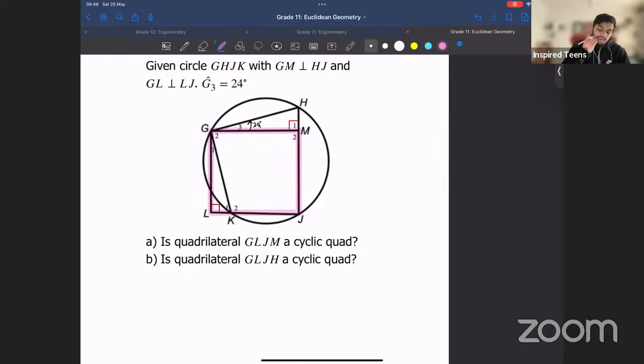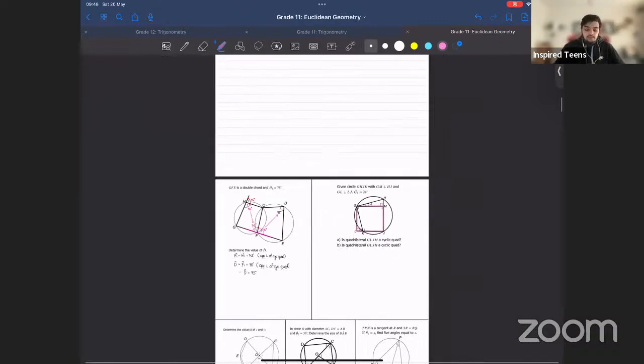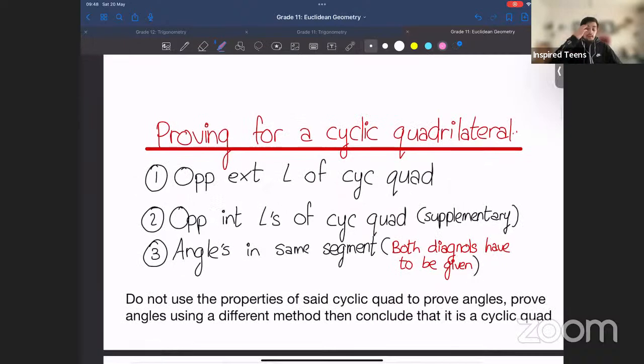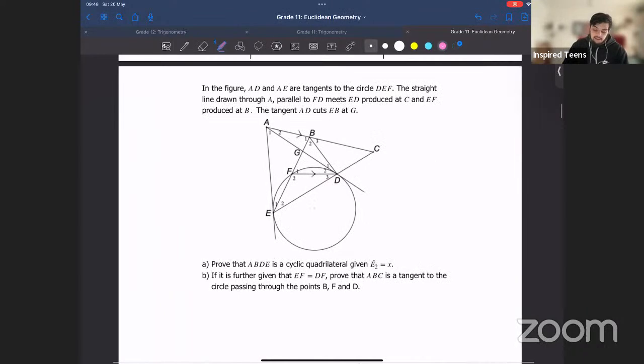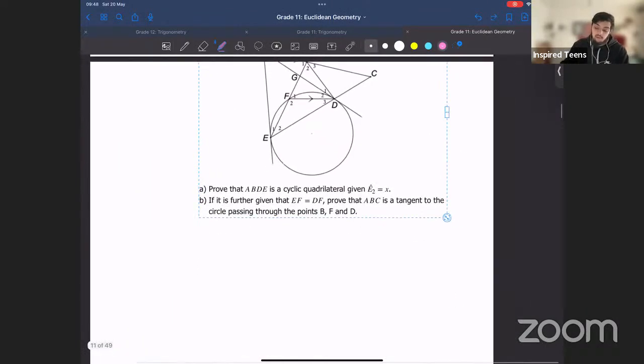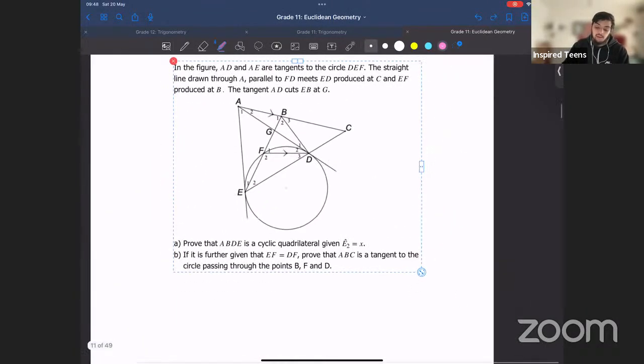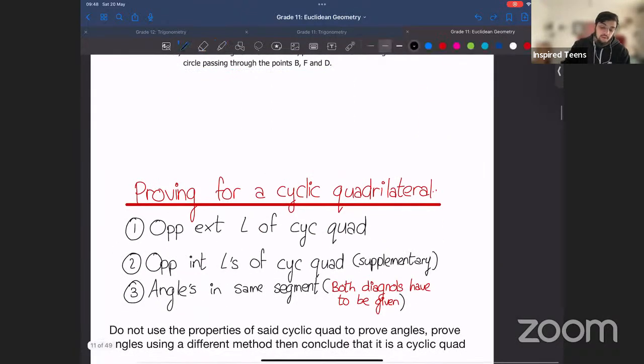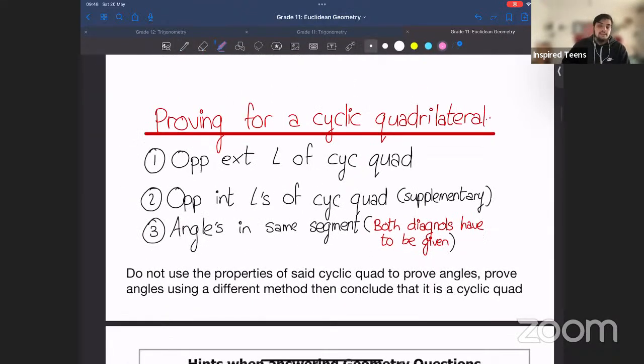Remember with cyclic quadrilaterals, you have 4 options. Wait, did I say 4? You have 3. Sorry, you have 3. Proving a cyclic quadrilateral. Again, we'll go through it in this more complicated example, but let's just look at the rulings for now. Proving that something's a cyclic quadrilateral, you have 3 options, which are basically the 3 properties of a cyclic quad.